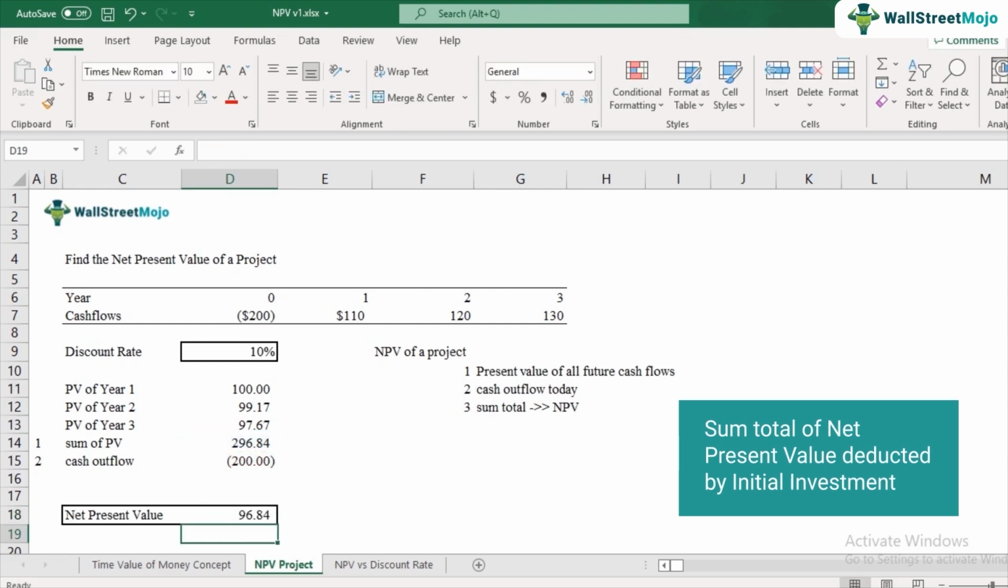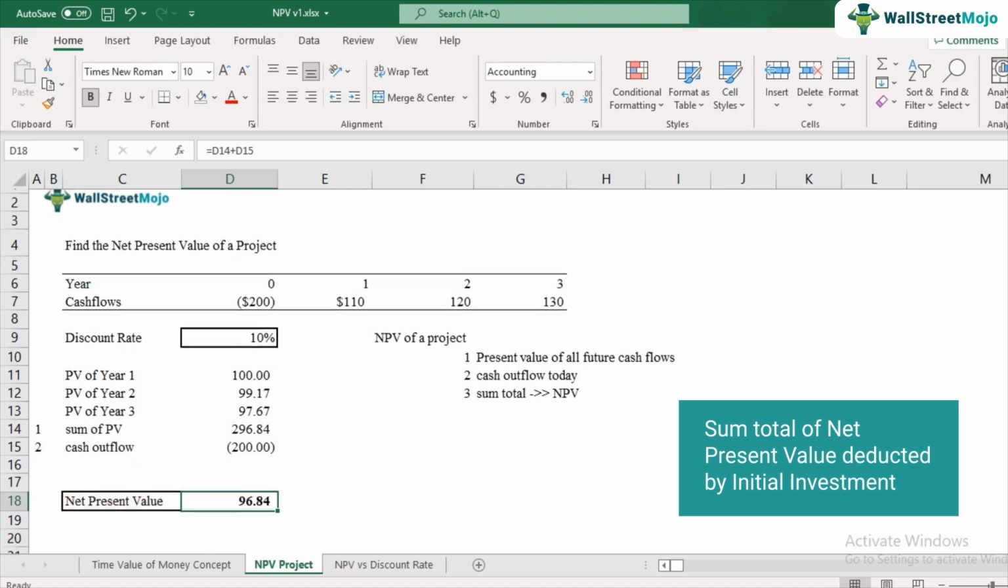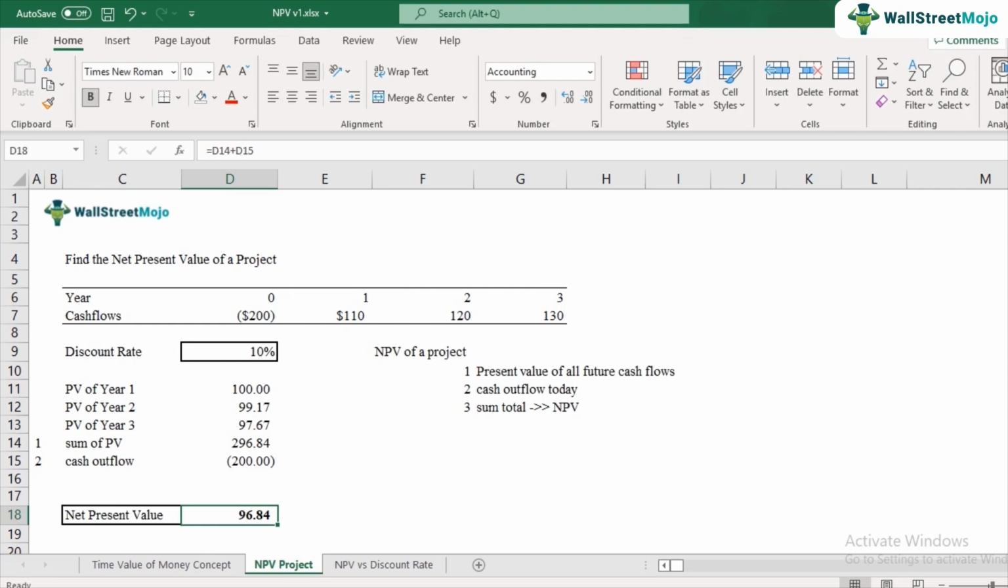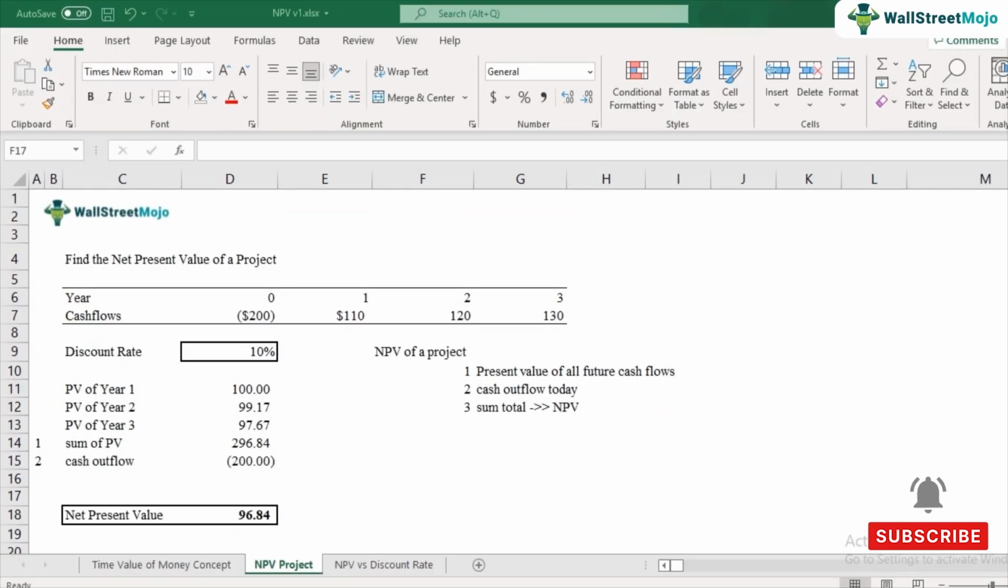So the net present value will be the net amount of the present value. So what's your initial investment and what is the sum total of your present value which you are expecting, right? So net of that is nothing but the net present value. And here it is 96.84 in our case, okay? So this is how you basically find the net present value, all right? I hope you now understand conceptually how net present value can be calculated.